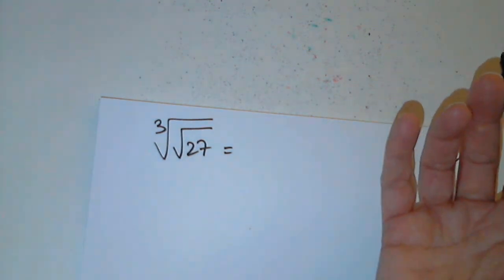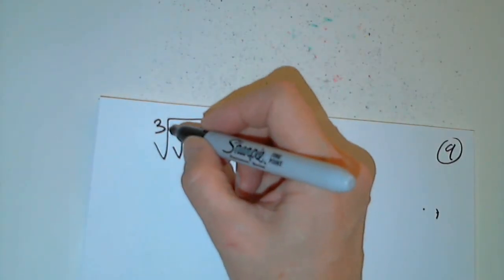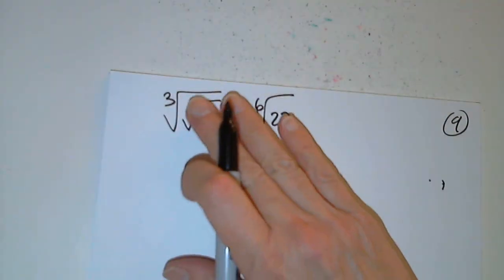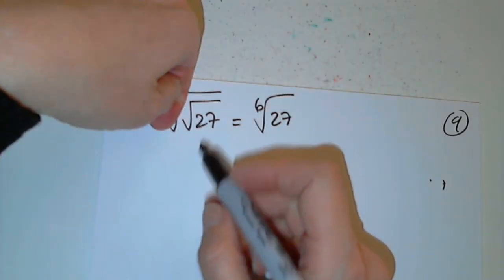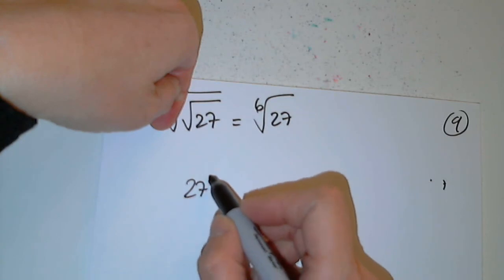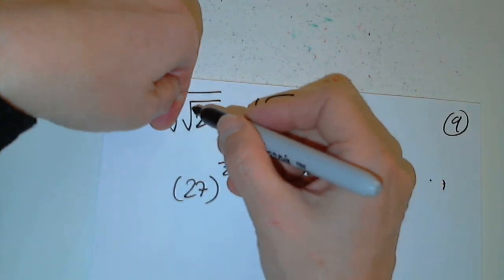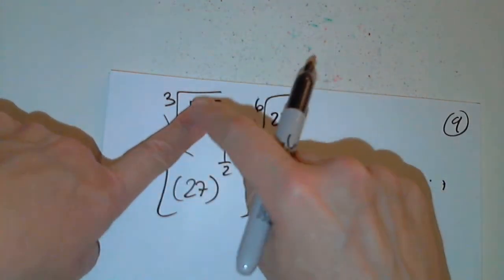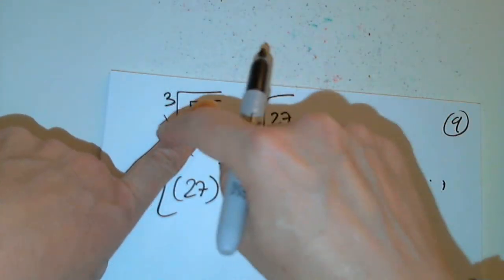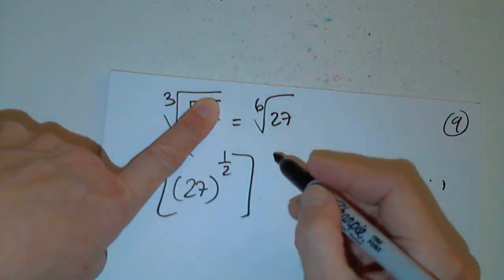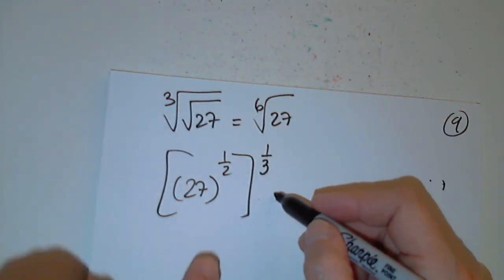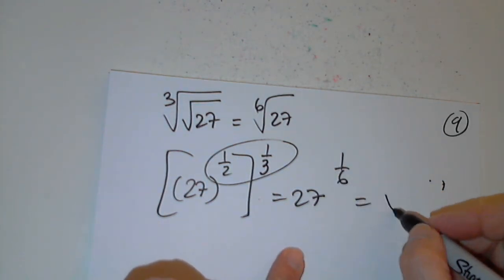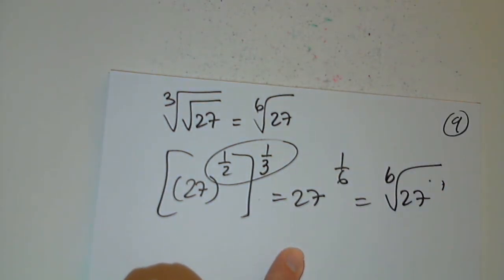the power rule. It's an exponential rule, power rule. We have to multiply the indices. And let me show you why we multiply the indices. So forget about the cube root for a moment. We know that this is 27 raised to 1/2. But then I know that everything has the cube root on top of it, and the cube root means power 1/3. And then I copy 27 and I multiply the exponents. And that's how we get the 6th root of 27.